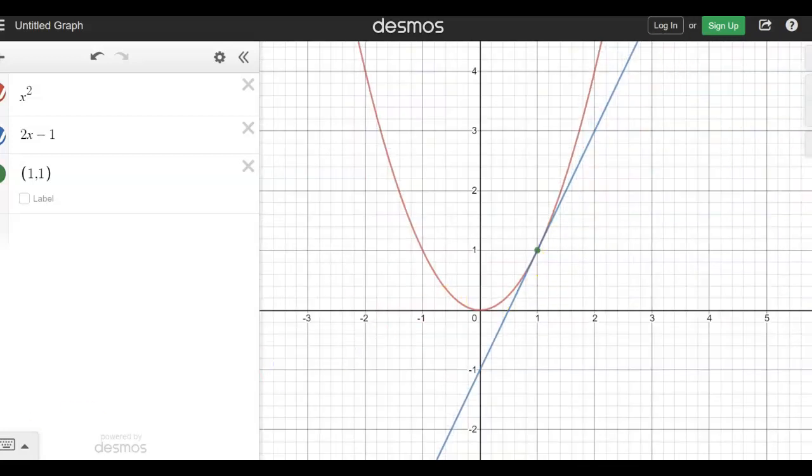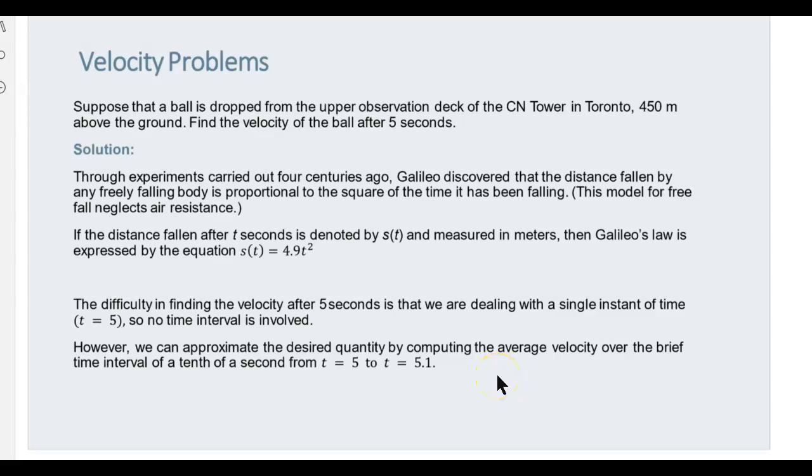Here is an application of this particular idea. Suppose that a ball is dropped from the upper deck of a tower in Toronto. I think it's supposed to be the CN Tower. I think that's a typo there, which is 450 meters above the ground. Find the velocity of the ball after 5 seconds.